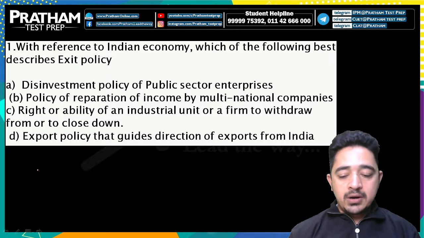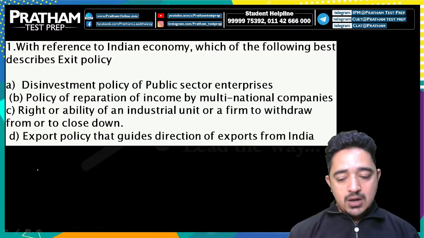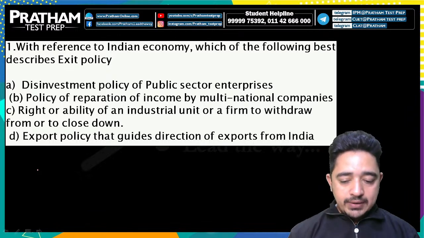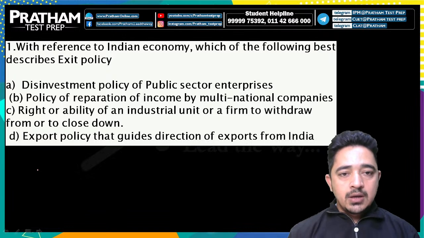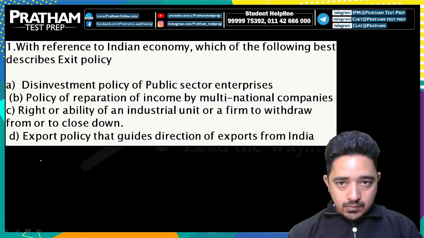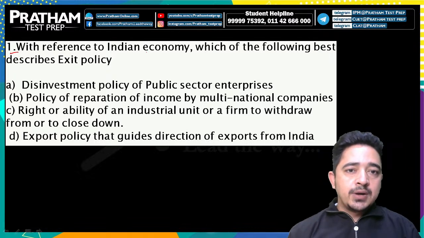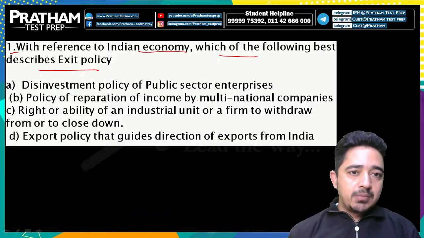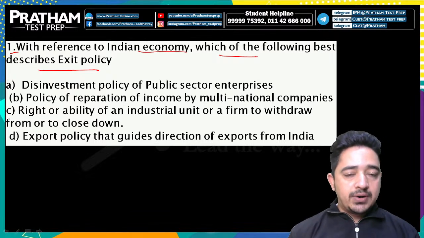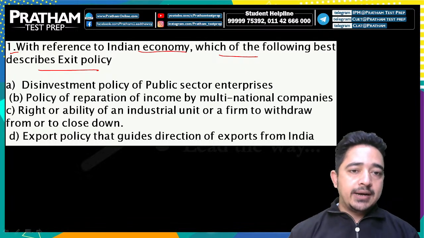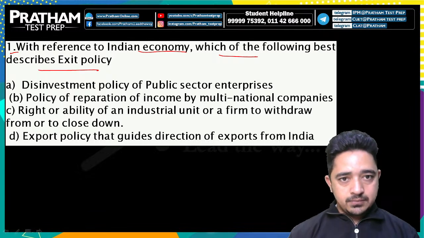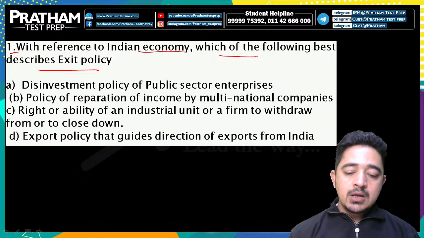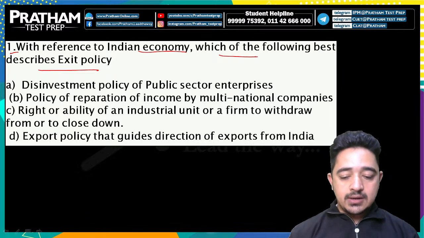And here we raise the very first question, let's start now. Try to take your time, around 10 to 20 seconds, then try to solve it yourself. Here it is. With reference to the Indian economy, which of the following best describes exit policy? A, disinvestment policy of public sector enterprises; B, policy of repatriation of income by multinational companies; C, right or ability of an industrial unit or a firm to withdraw from or close down; D, export policy that guides the direction of exports from India. Many times you have seen this in your exam and in the newspaper: exit policy. So what is exit policy?